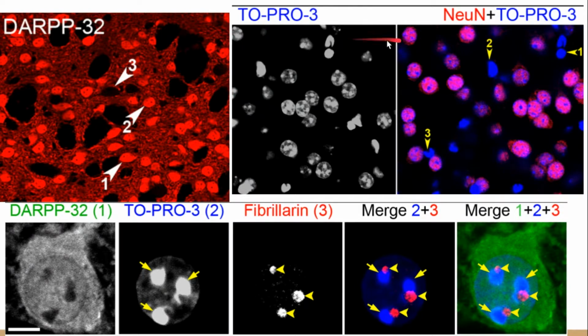In this top right image, all the neurons have actually been labeled using NeuN. It labels neurons, and you can see that the neurons are much larger and much rounder than the glial cells. So anything that's not red is a glial cell, and they tend to be smaller and stain much more brightly than the medium spiny neurons.